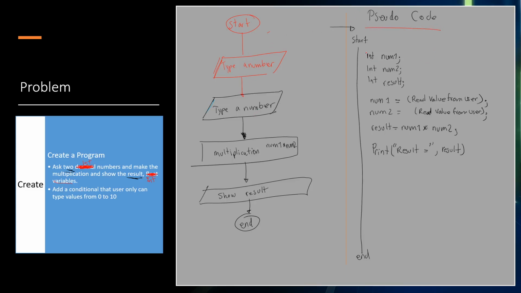Then we go to pseudocode. We know that we need three variables, and they are integers. So here we put our first, second, and third variable. Then we need to read the value from the user, read the value from the user, because this is pseudocode. We don't need to specify the functions because every program has different functions. And then the result is equal to the multiplication of these two numbers, and then we print the result, the output, to the user, using the print function, and we put here our string and the result.